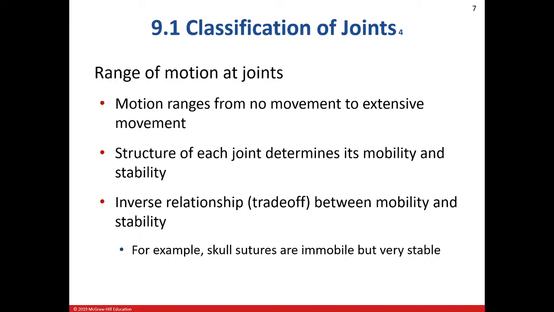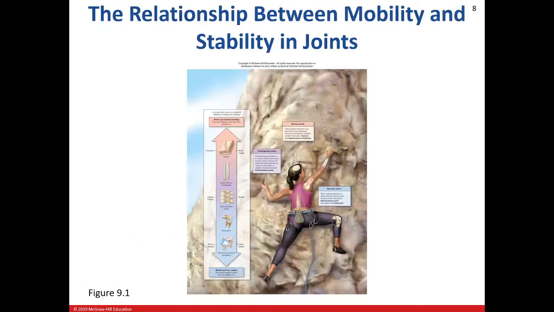Good. So the structure of each joint determines its mobility and its stability. The structure determines the function, in other words. And there's an inverse relationship, or a trade-off, between mobility and stability. So we mentioned the skull suture joints: they're immobile, but they're very stable. We don't want the joints between the bones of the skull to move. Kind of the whole point of the skull is to stay intact and protect the brain, right?